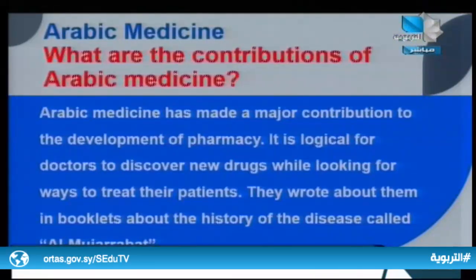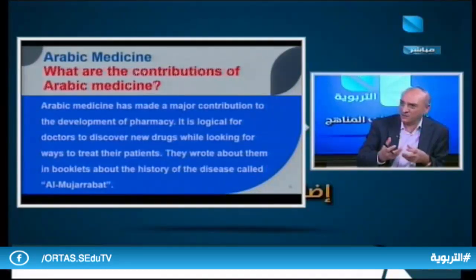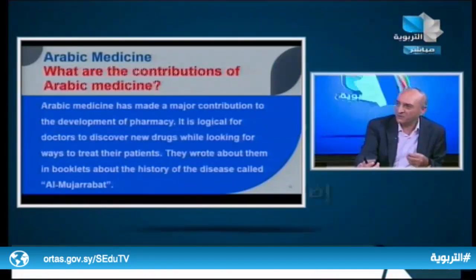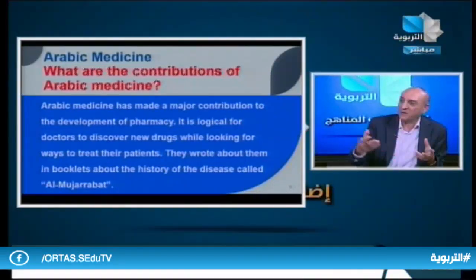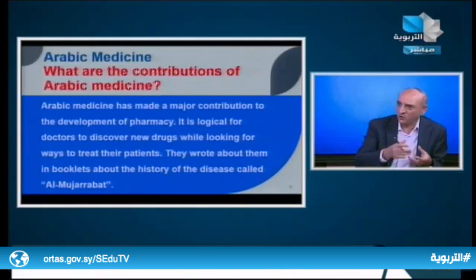And how to treat it. What was it called? It was called Al-Mujarrabat. It means something we tried, experienced. We faced this illness in different places, and this is the treatment of this illness. So they included all these things in a booklet, not a book. It was a small booklet called Al-Mujarrabat.